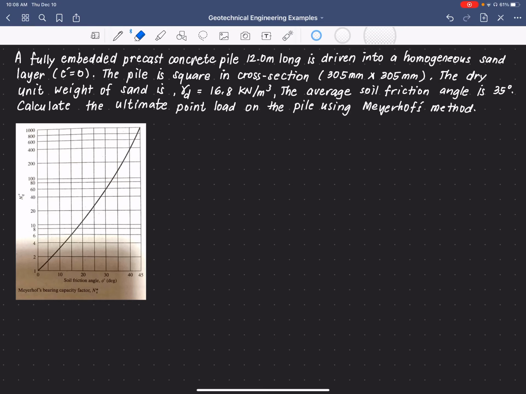Hello everyone. So today we will be having an example on pile foundation. In this particular example, we are going to calculate the ultimate point load on the pile, or the toe capacity, or we call it also end bearing capacity. So we are given a precast concrete pile having a length of 12 meters.